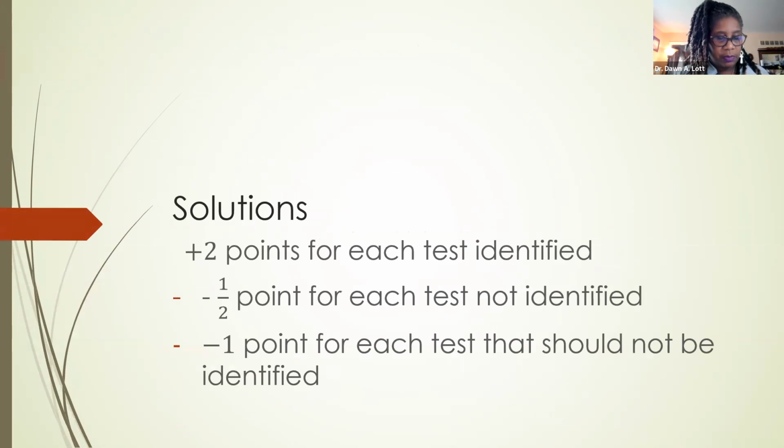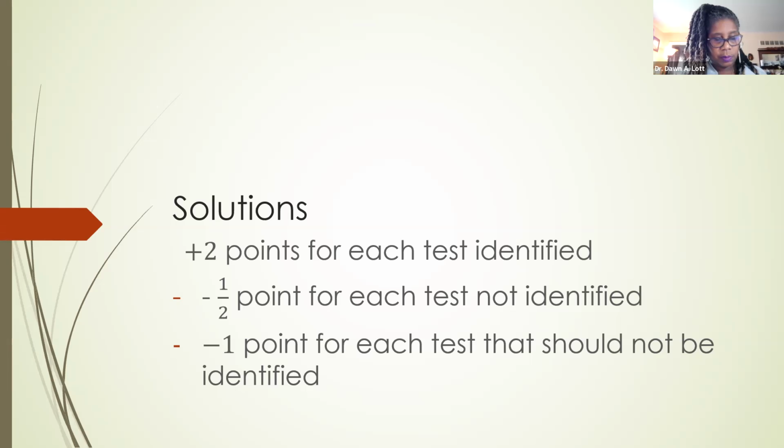Okay, now you don't have to score it now, but you can score it later. This is how you're going to score it. You're going to give yourself 2 points for every test that you got correct. That's self-explanatory. Then you are going to subtract a half a point if you forgot a test. So if it was 3 tests and you only identified 1, you will subtract a half a point for each test you forgot or did not think of.